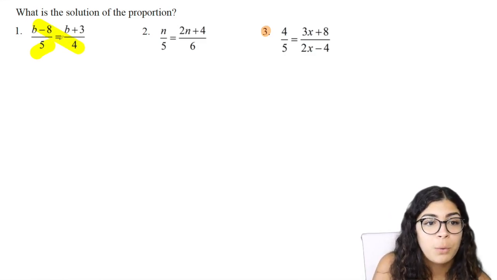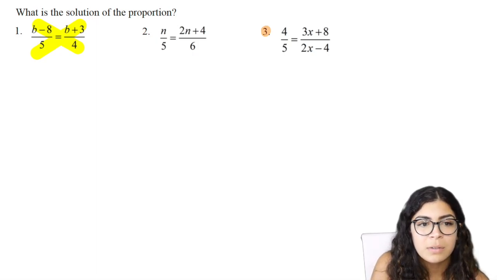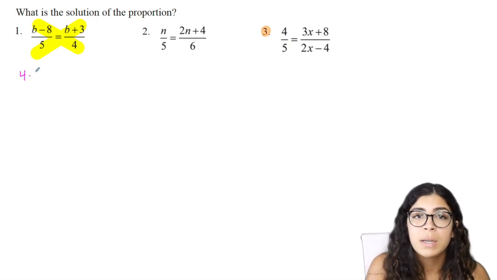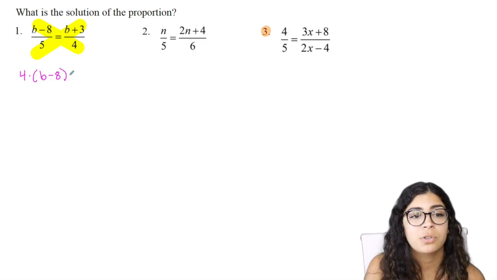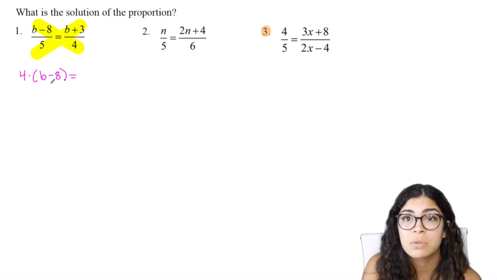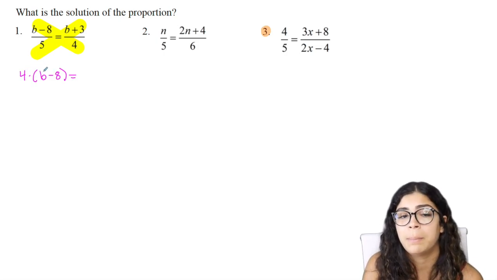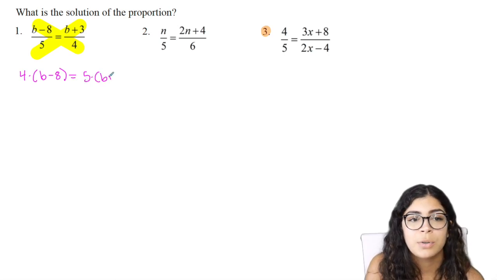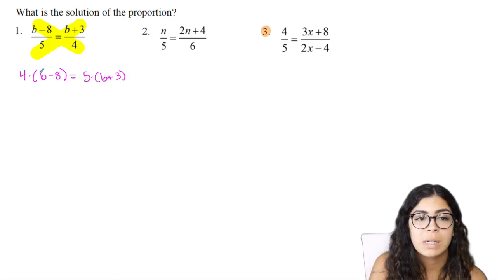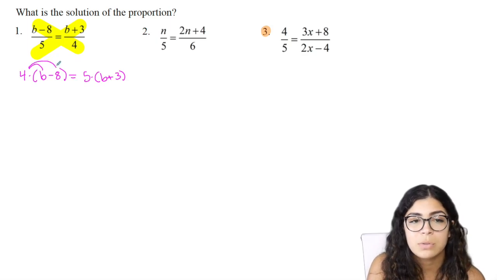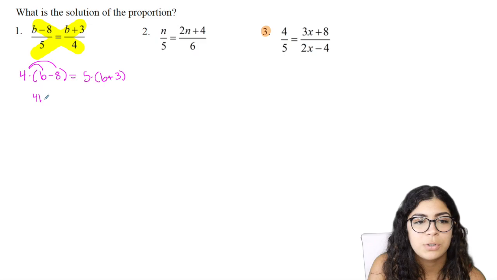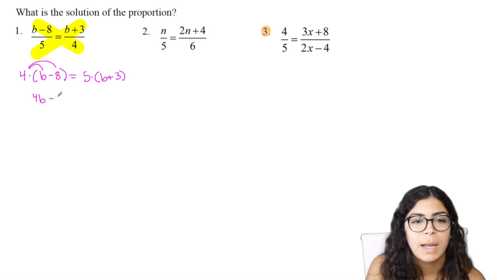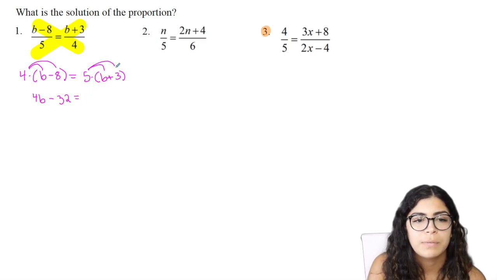So we have 4 times b minus 8, and it's very important, because there are 2 terms, that you put it in parentheses, because this will actually be 4 times b minus 8. So both numbers will get multiplied by 4. And then that equals 5 times b plus 3. So again, like I said, you're going to actually distribute: you multiply 4 times b, and you also multiply 4 times 8. So 4 times 8 is 32. And then same thing with 5 times b is 5b, 5 times 3 is 15.